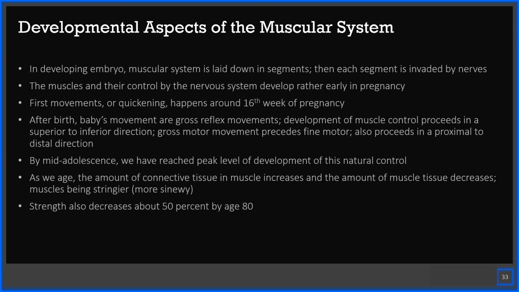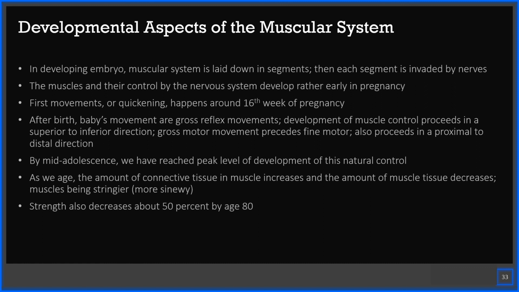After birth, baby's movements are gross reflex movements. Development of muscle control proceeds in a superior to inferior direction, which is why babies can reach for things before they can walk. Gross motor movement precedes fine motor, so before they'll be able to grasp things with their fingers, they'll be able to reach towards them. And it also proceeds in a proximal to distal direction. So they'll have more control towards the center of their body, and eventually that control will extend out distally.